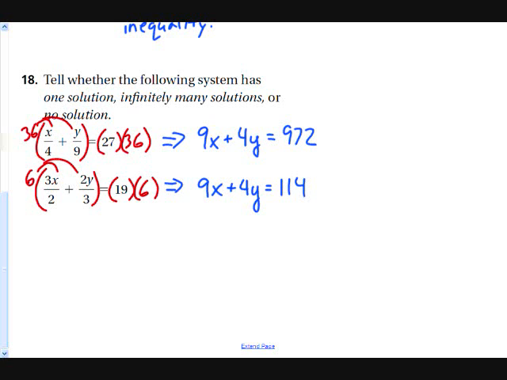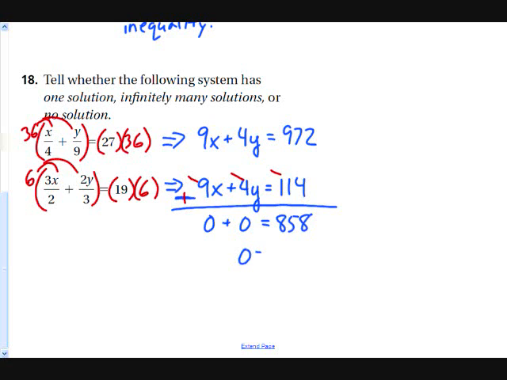And now to solve this, because these look so similar to one another, I'm going to solve by elimination, which means I can add or subtract the two equations from one another. So here I'm going to subtract the two equations. And when I do that, remember that's like adding the opposite. So when I add straight down, a 9x plus a negative 9x is 0. 4y plus a negative 4y is also a 0. And then over here, the 972 plus the negative 114 is going to give me an 858.